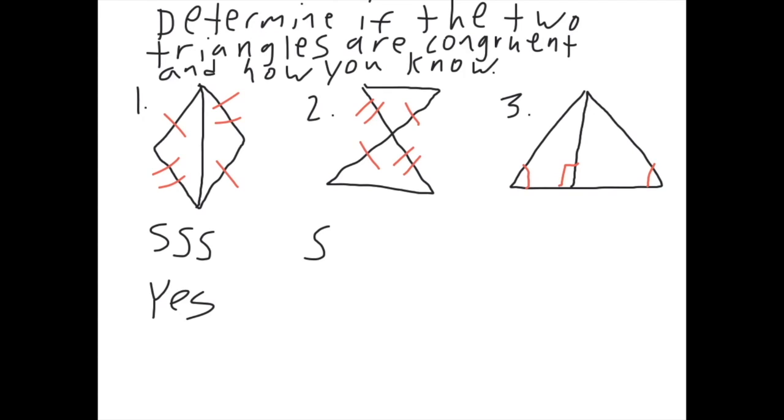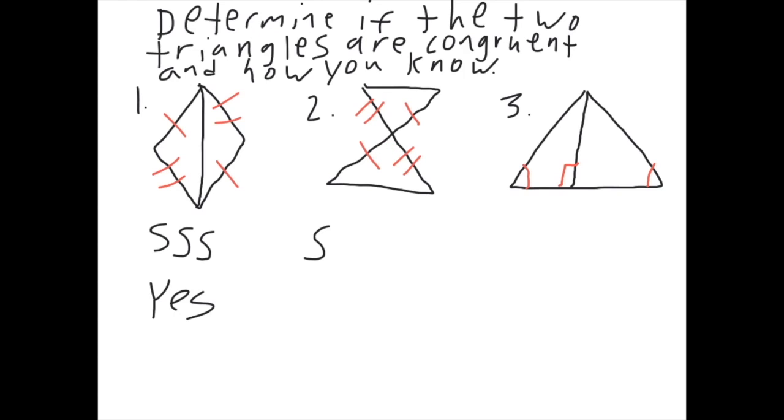Then let's look to see if the angle in between these two sides are congruent, because we know this side is congruent to this side, but either it's going to be another side is congruent or the angle in between. So let's look at the angle in between first.